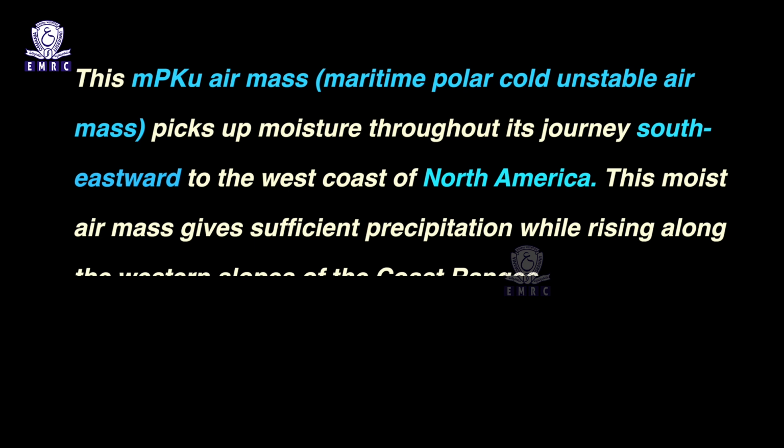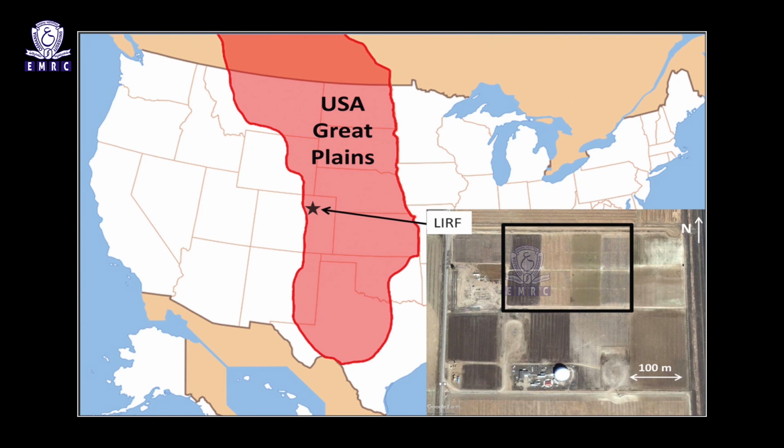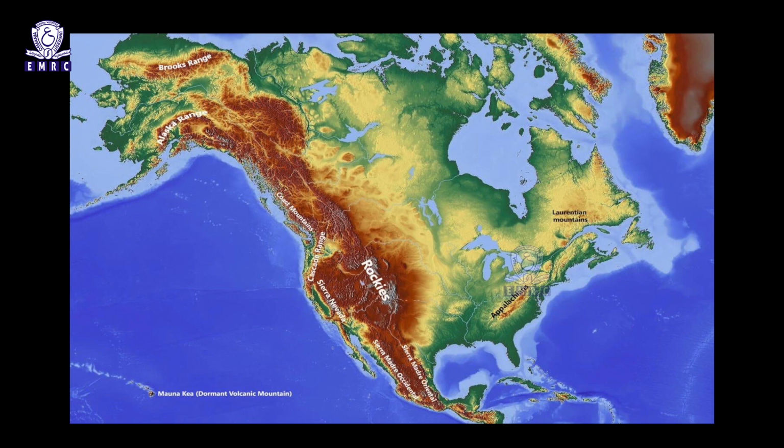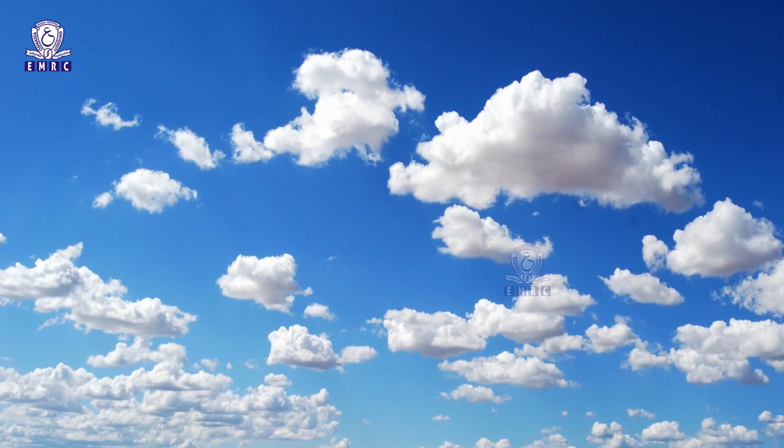This moist air mass gives sufficient precipitation while rising along the western slopes of coast ranges. During summer season, polar Pacific air mass becomes stable. When polar Pacific air mass reaches the Great Plains of United States after crossing over the coastal ranges and the Rocky Mountains, it undergoes the process of thermodynamic modifications and thus is transformed into cold, stable and dry continental polar air mass, which induces anticyclonic conditions in the central states of United States. As a result, sky becomes clear and air circulation becomes slow and temperature returns to normal.